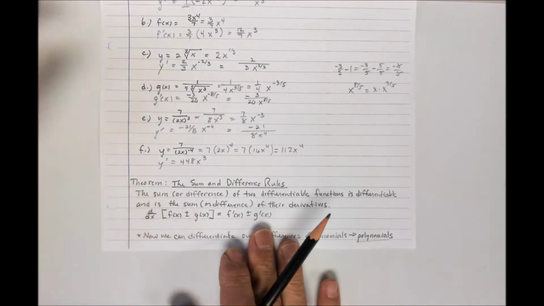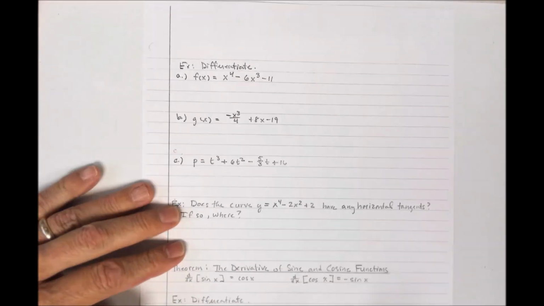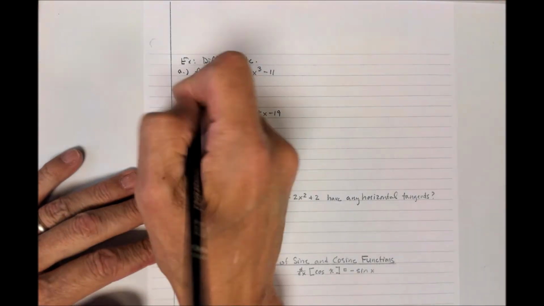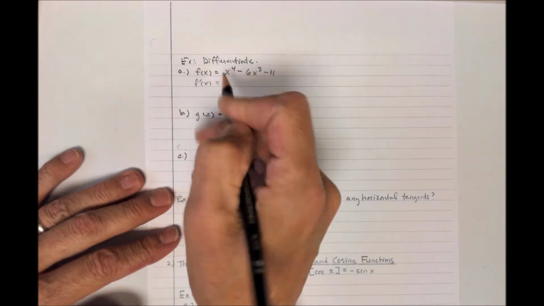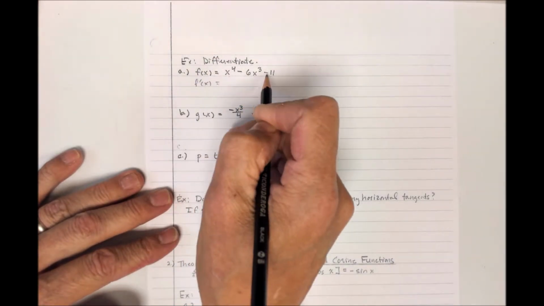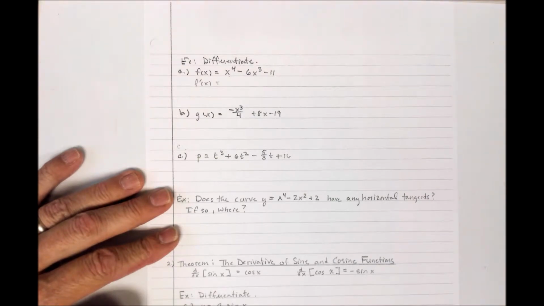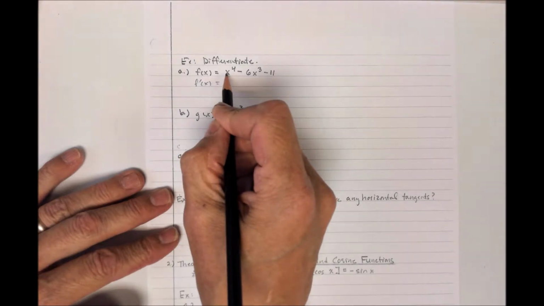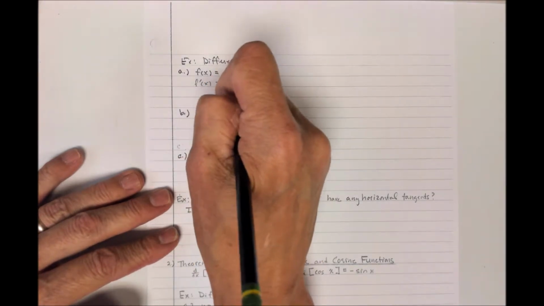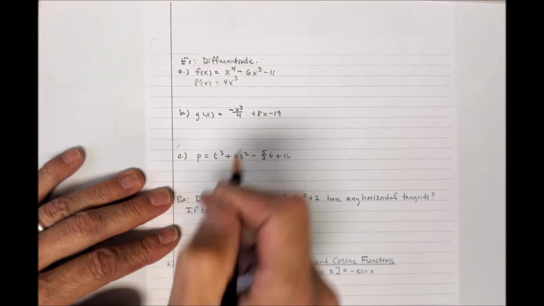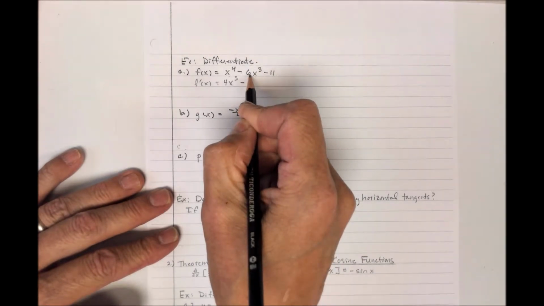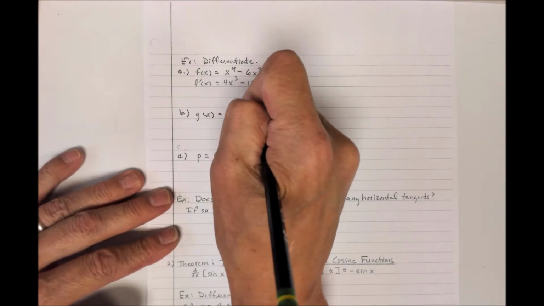So let's see if we can try some polynomials here. Differentiate f of x equals x to the 4th minus 6x to the 3rd minus 11. Well, according to the rule, f prime of x is going to be the derivative of this minus the derivative of this minus the derivative of this, because the derivative of a difference is the difference of the derivatives. So we just take it one term at a time. X to the 4th would be 4x to the 3rd, using the power rule. And this is a minus here. Now I'm going to use the power rule again. I'm going to bring the 3 out in front times that constant, so that's going to be 18x to the 2nd.